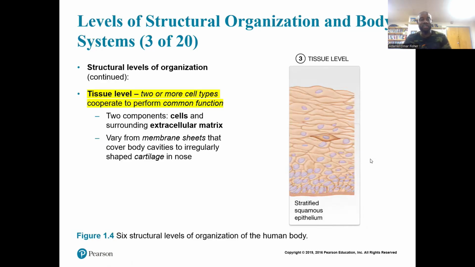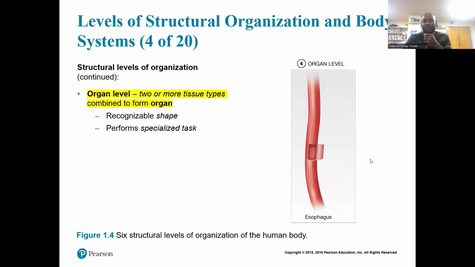After that level, we have a tissue level. So now we have multiple cells that are working together for a specific function. That makes up what we call in the body a tissue, right? Muscles are tissues. Skin technically is an organ, but it is made up of layers of tissues. After the tissue level, we have the organ level.